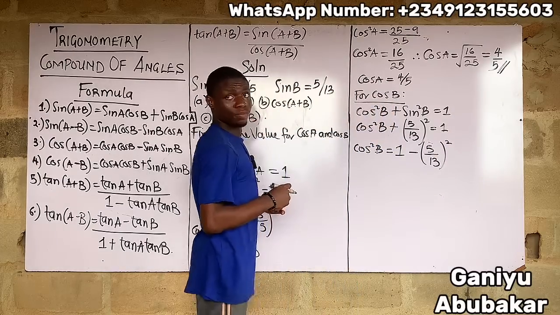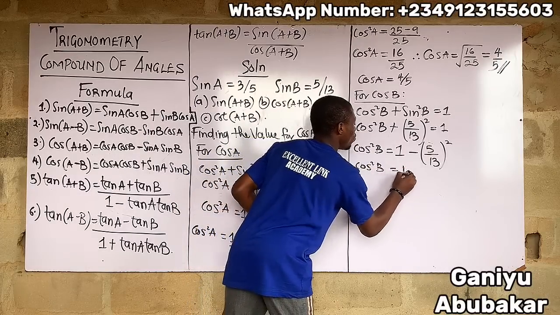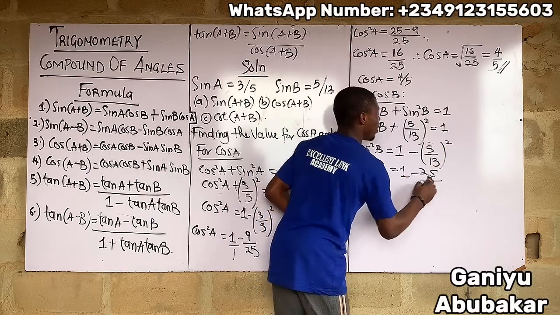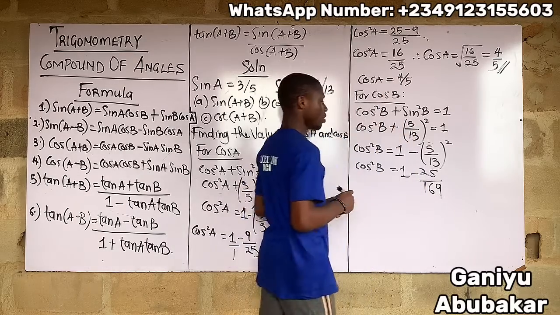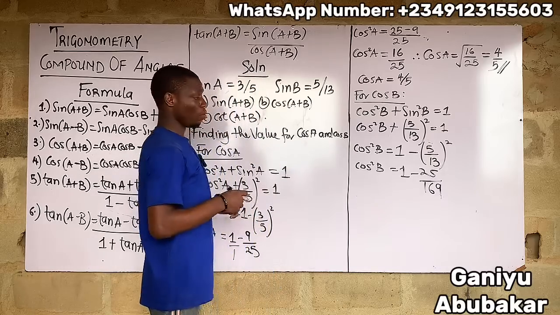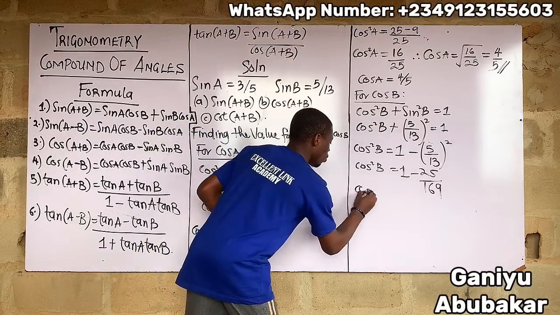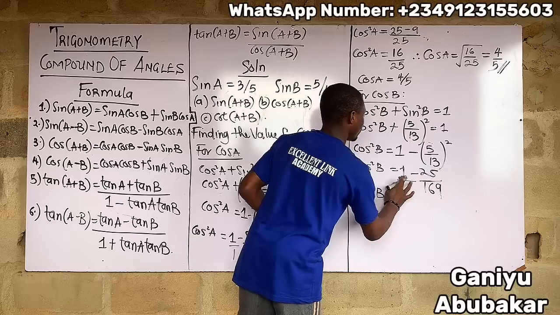From here, I'll have that cos squared B is equal to 1 minus 5 squared, which will give 25, all over 13 squared, which will give what there? 169. Am I correct? 13 multiplied by 13. What do we get there? 169. From here, I will have that cos squared B is equal to, find your LCM.